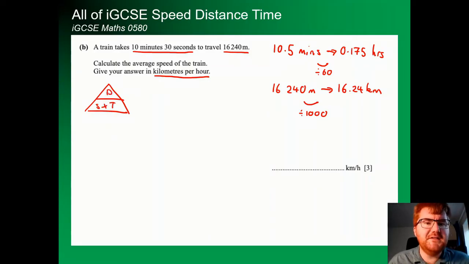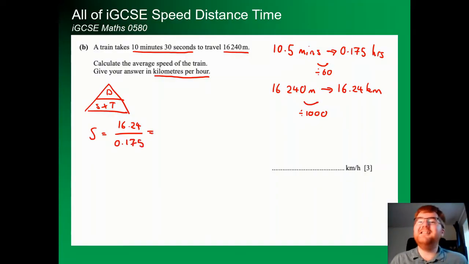So we want to find the speed, so we need to do distance divided by time. So speed is equal to 16.24 divided by 0.175. Again, let your calculator do the rest for you. So you've got 16.24 divided by 0.175, and that then gives us 92.8. By doing it in this approach, and that gives us all 3 marks here, that then guarantees we've got the right units for the questions.